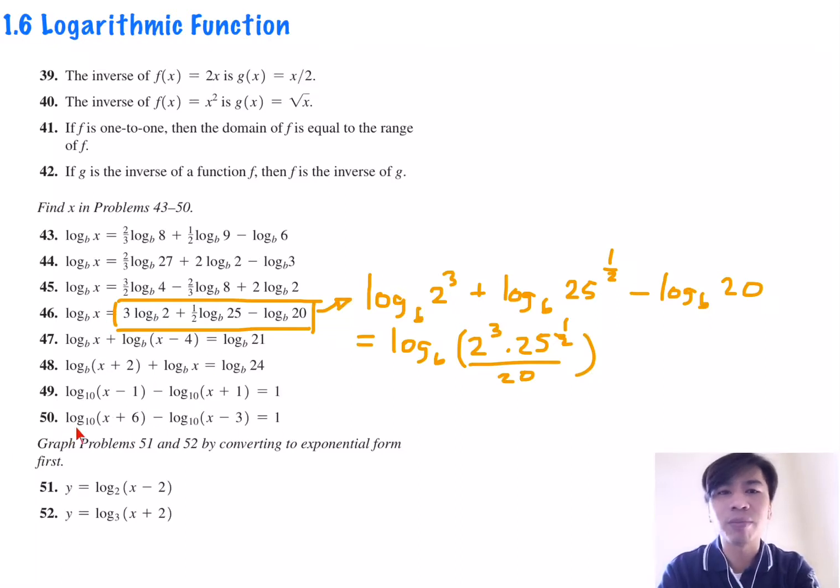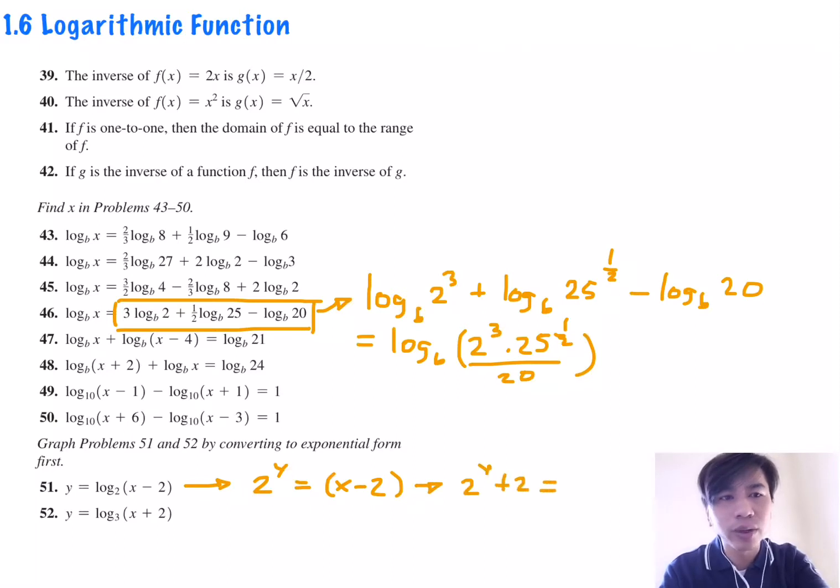And if we use the properties of logarithm, if you have additions, it will be multiplications if the base is the same, and if you have subtractions, it will be divided by this 20 over here. So you try to find what's the number of this, and you will be able to find the x. Yeah. Same thing with number 50, but in number 50 you might want to change 1 into log to the base 10. Yeah.